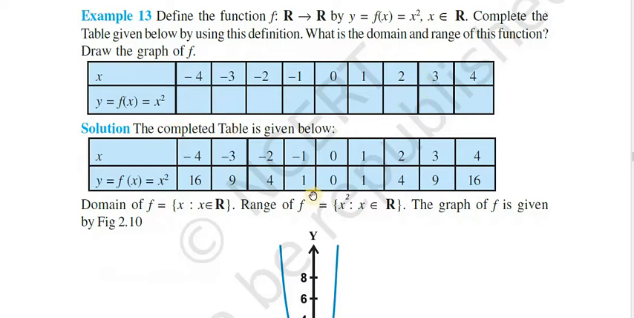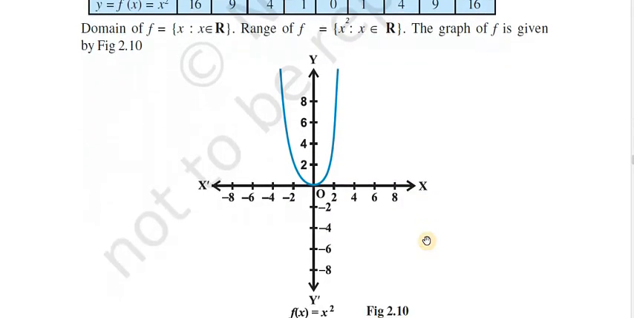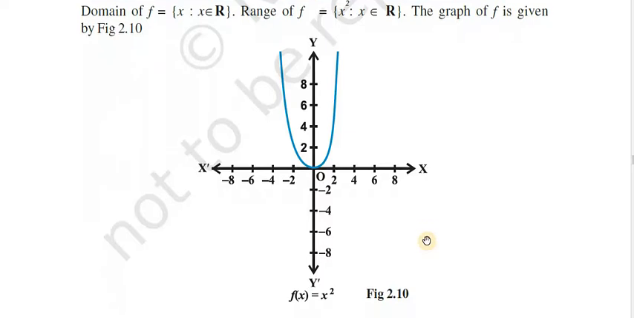16, like this. Okay. So if you put the values like this, and try to draw the graph of this, the graph is this one. So what is the domain? Domain is x belongs to R, the set of real numbers. And what will be the range? Range is the non-negative real numbers. It is not going to be negative.